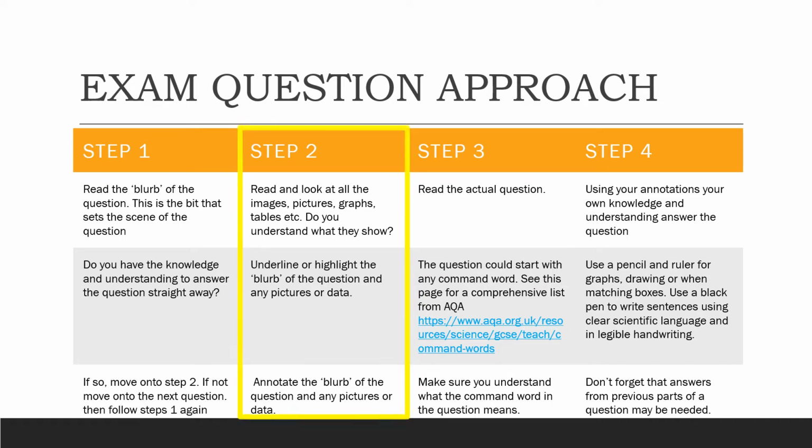Step 2, deep read the blurb, data, and any diagrams. Do you understand what they are telling you? Have you noticed any patterns or anomalies? Highlight or underline any information of note and annotate as appropriate any of the key information that you have noticed.